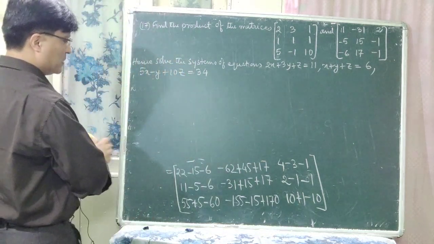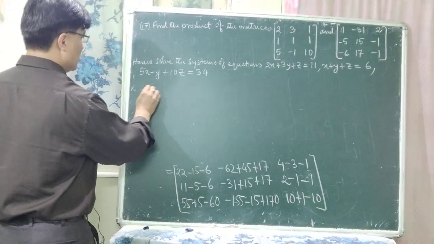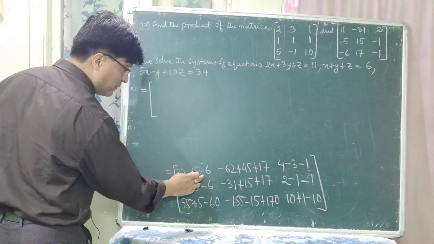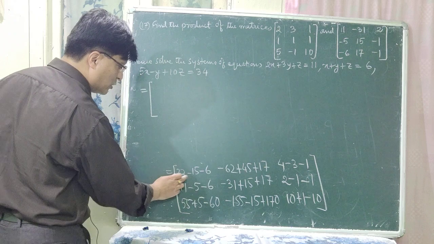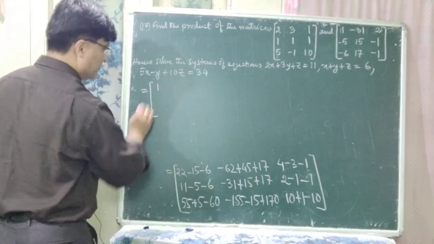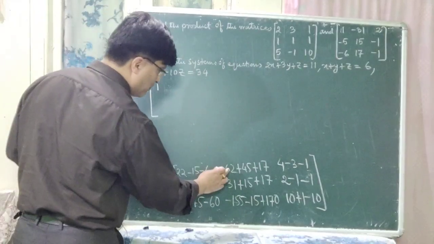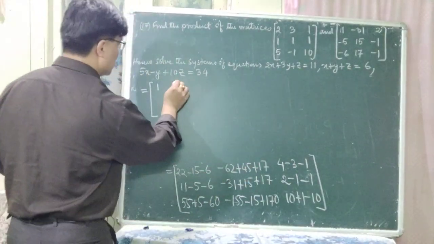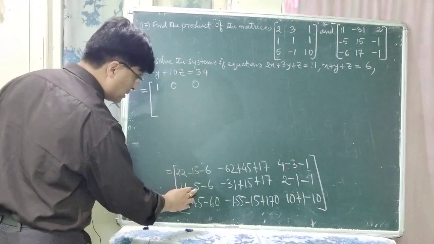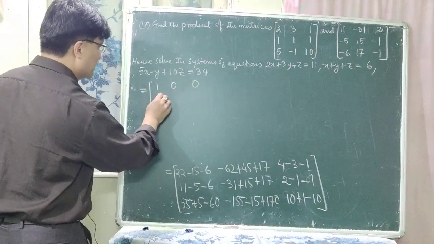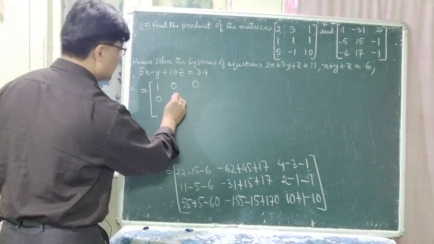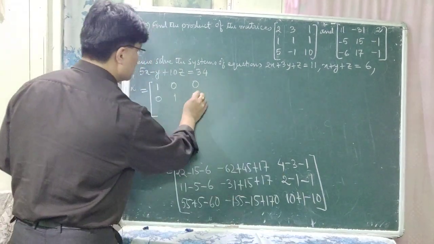So let us simplify it. So which is equal to, what is the product now? This is minus 21, right? Minus 15 minus 6 is minus 21. 22 minus 21 is 1. Next, this is 62 minus 62, 0. That is also 0, right? This is 11 minus 5 minus 6 is minus 11. 11 minus 11, 0. This is 17 plus 15, 32 minus 31 is 1. 2 minus 2 is 0.